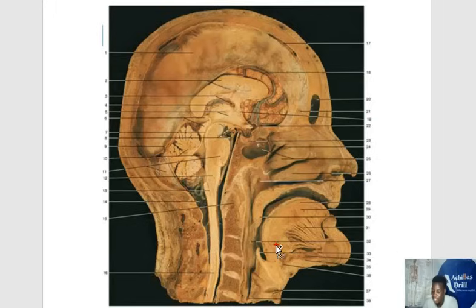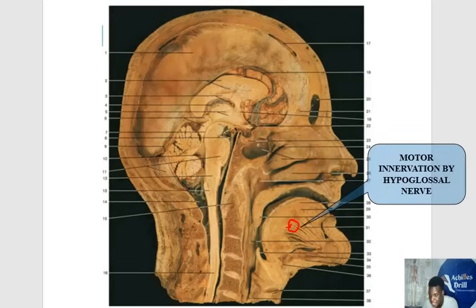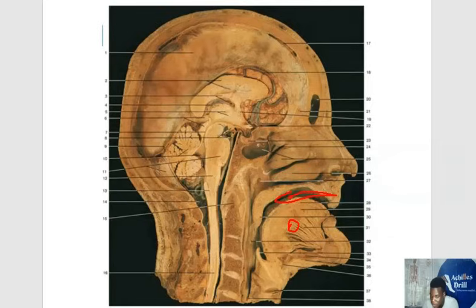It is the hypoglossal nerve. The hypoglossal nerve innervates all the intrinsic and extrinsic muscles of the tongue except palatoglossus. Okay, so whenever this structure is pinned, the innervation to it is hypoglossal nerve. Okay, and what is the name of this cavity? This is the oral cavity, of course.